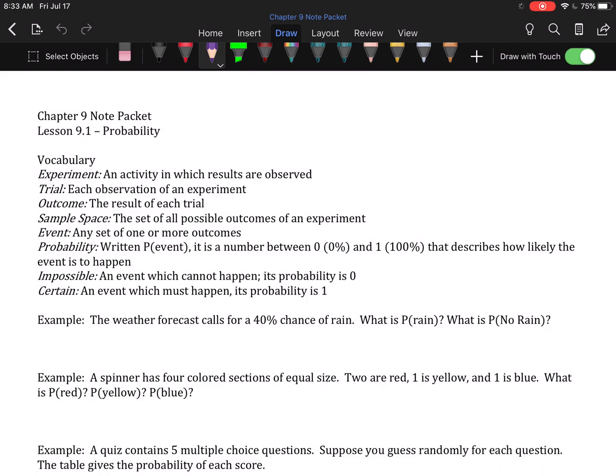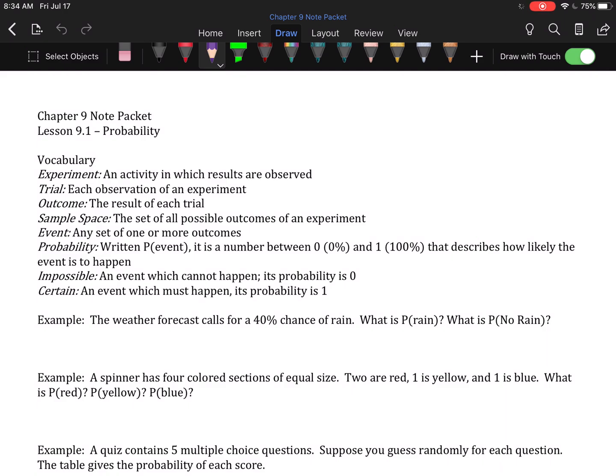Probability, written P(event), is a number between 0 and 1, 0% and 100%, that describes how likely the event is to happen. So if we were flipping a coin, I might say P(heads), in the shorthand notation, would be the probability of flipping heads, and that's 50%. That's 50%, 0.5, or 1/2. All three forms are equivalent, and I don't particularly care which ones you use.